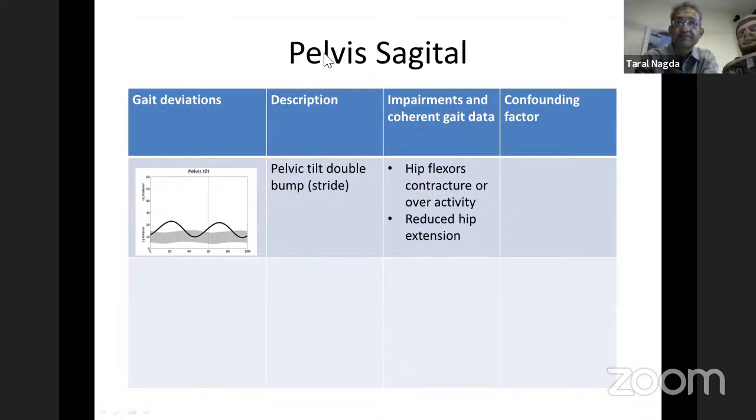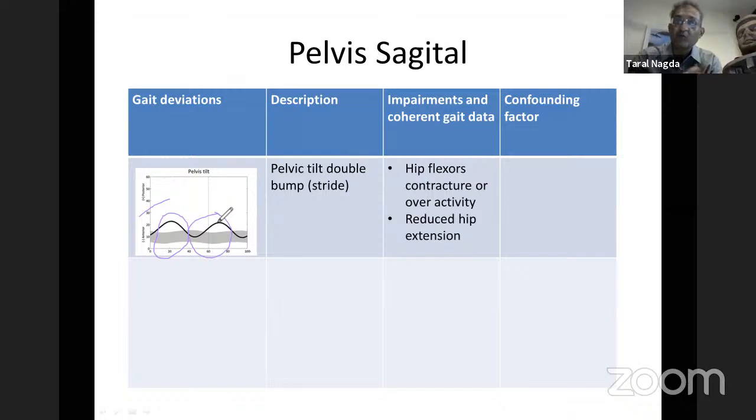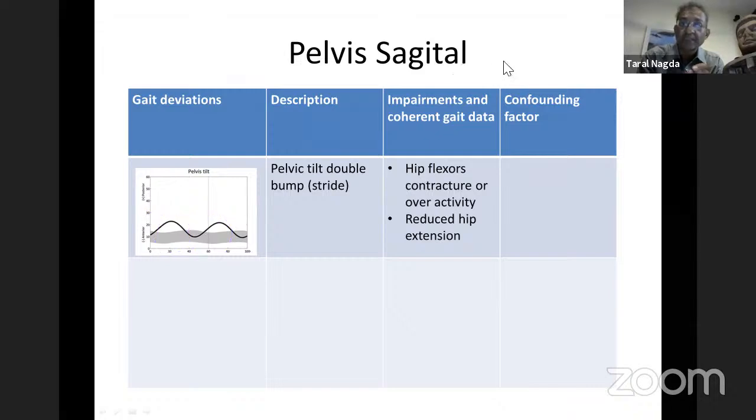If you have this present, one bump and then the second bump, there are very few causes of it. This can be because of hip flexor contracture or overactivity, or this double bump also suggests reduction in hip extension. Okay, so this pelvic double bump is an important sign. Sometimes it may also be secondary to rectus tightness and a stiff knee gait. So presence of a double bump always draws your attention to tight hip flexors or tight knee extensors. So that's about the double bump pattern.